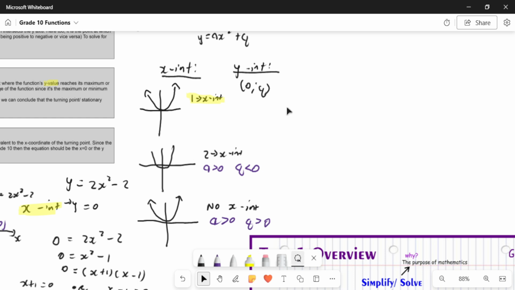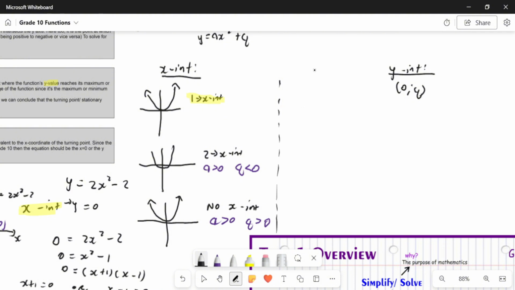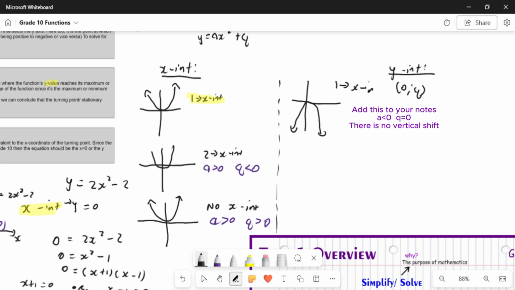And then we can go a step further. That's for the concave up. What about the concave down? What about the concave down? So how would that look? Again, for the concave down function, the same thing applies. If the turning point lies on the x-axis, then we have one x-intercept.